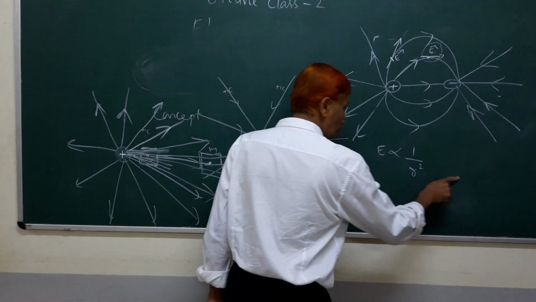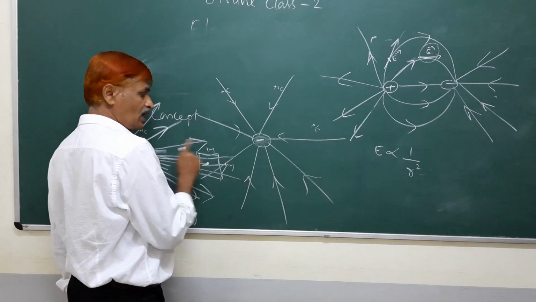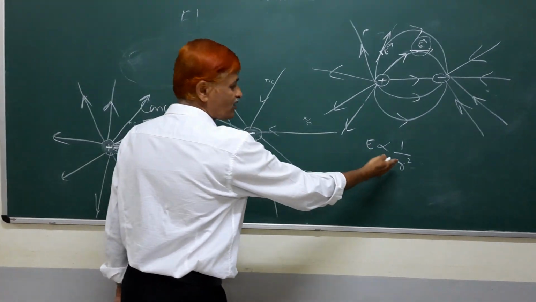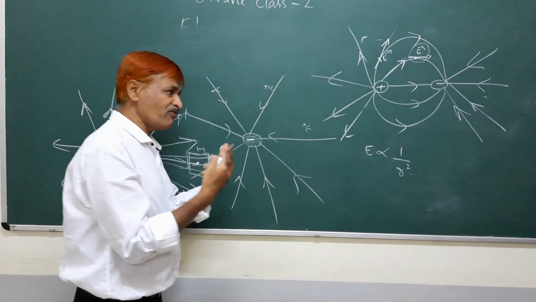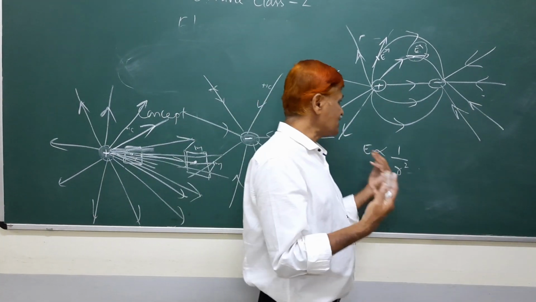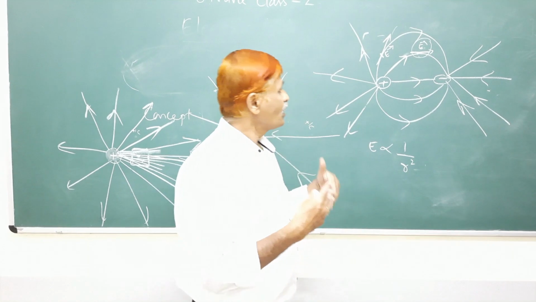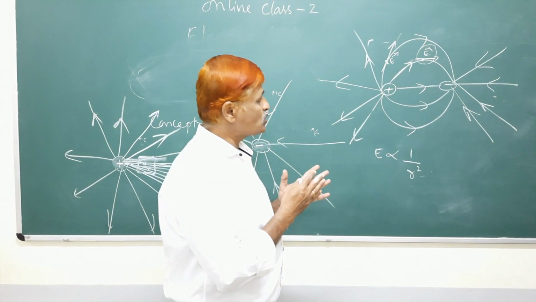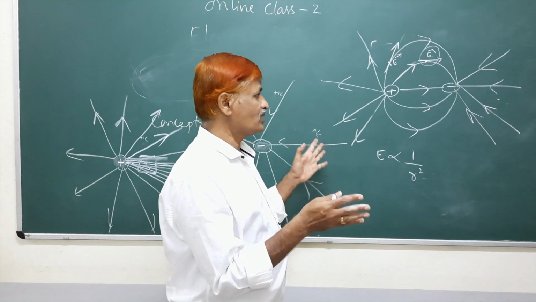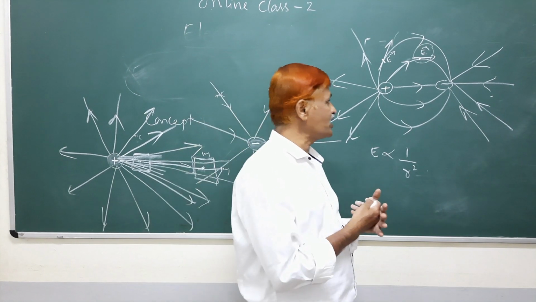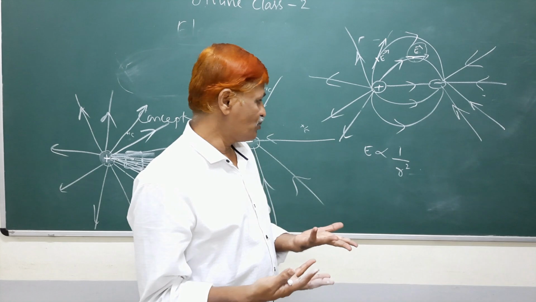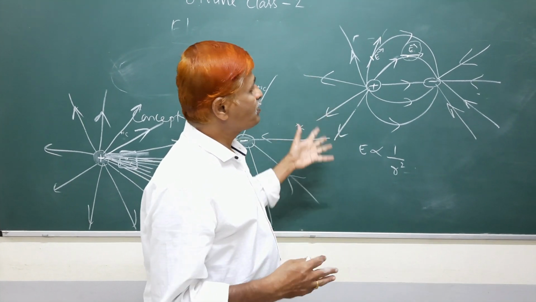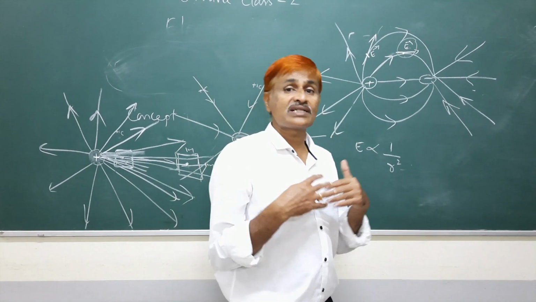As you go away from the charge, the lines of forces per unit area around a point reduce. For that reason, electric intensity is less. And if you come close to the point charge, then the lines of forces per unit area is more. That means electric intensity is more. So this concept is very useful to understand the variation.